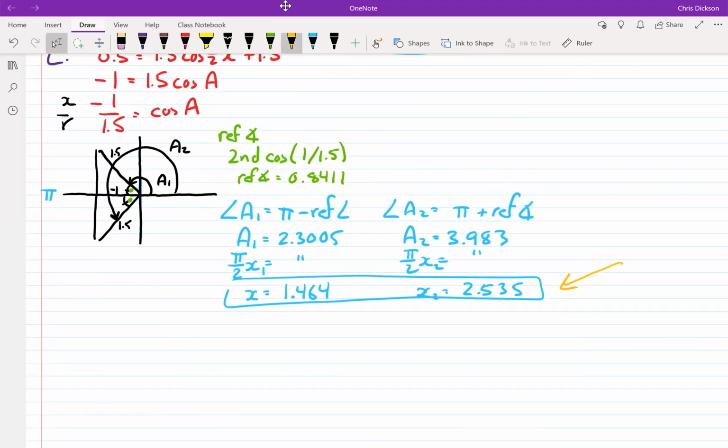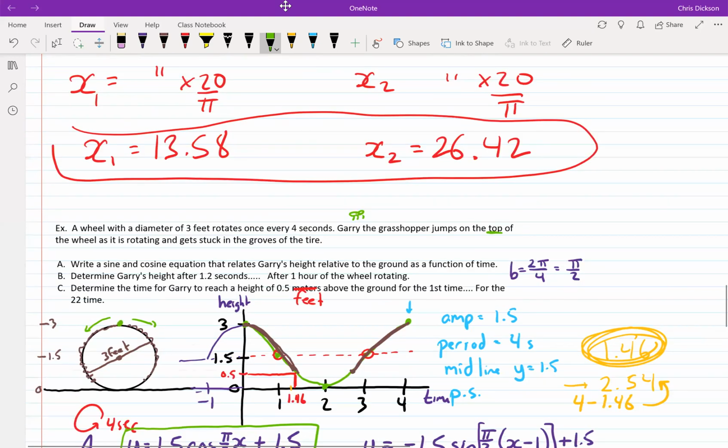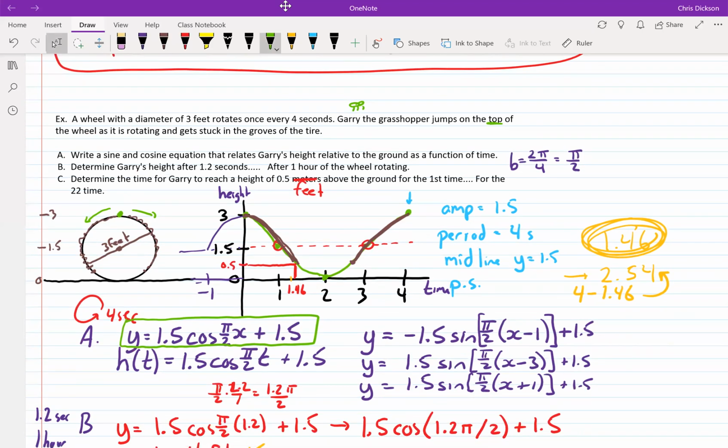So down here, the very first time would be 1.46 seconds. Now, the second part of that question is actually a little bit trickier here, which says for the 22nd time. So really this point here would be the first time, and then this point here would be the second time.